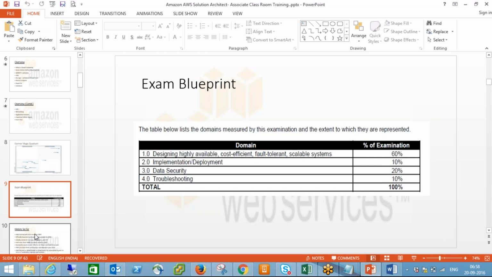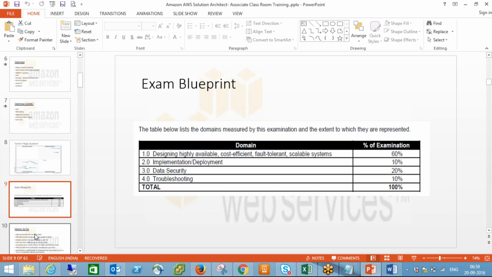Troubleshooting is where they will be giving some scenario, something has broken down, and would ask you what is the best fix to get this solution for the specific problem. So these are the major domains, and when I say these are the major domains, it does not mean that they are actually divided into the domain. These are the areas that would be covered for your exam.